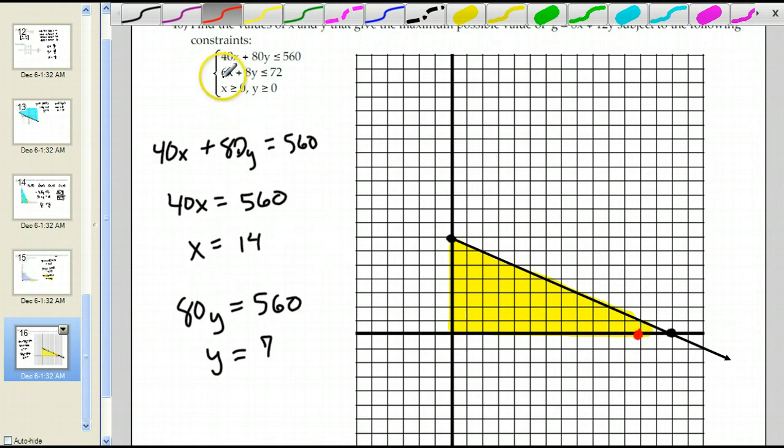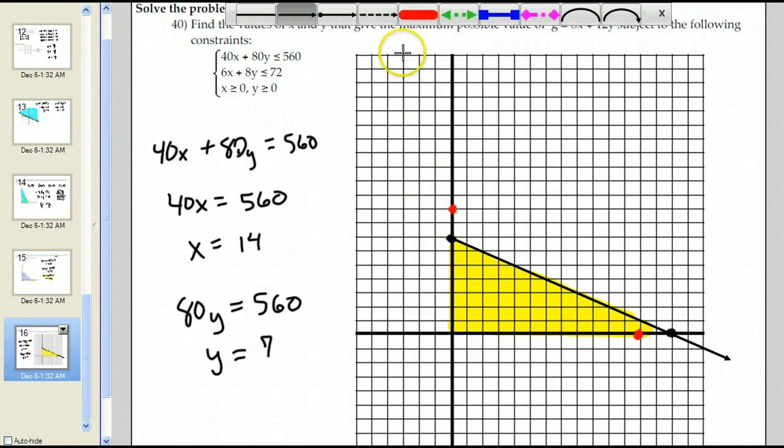Alright, and then cover up the x. 8y equals 72. So that means y equals 9. So 1, 2, 3, 4, 5, 6, 7, 8, 9. And then I'm going to connect those with a straight line. Alright, and once again, the origin makes this true, so I'm going to shade below it.